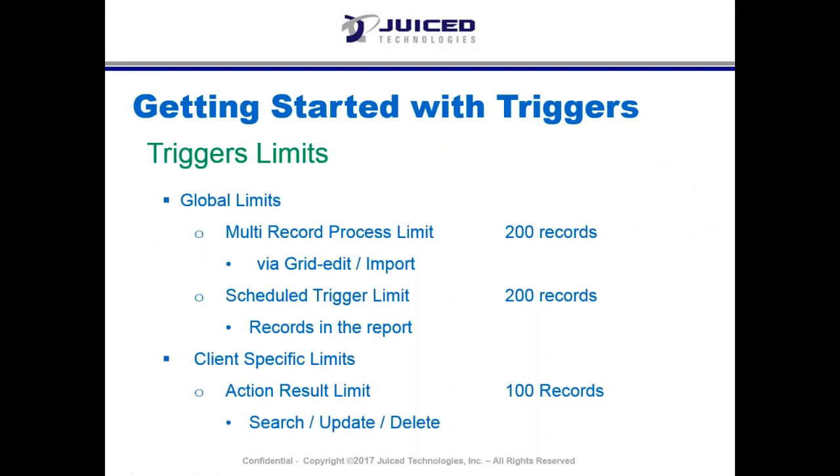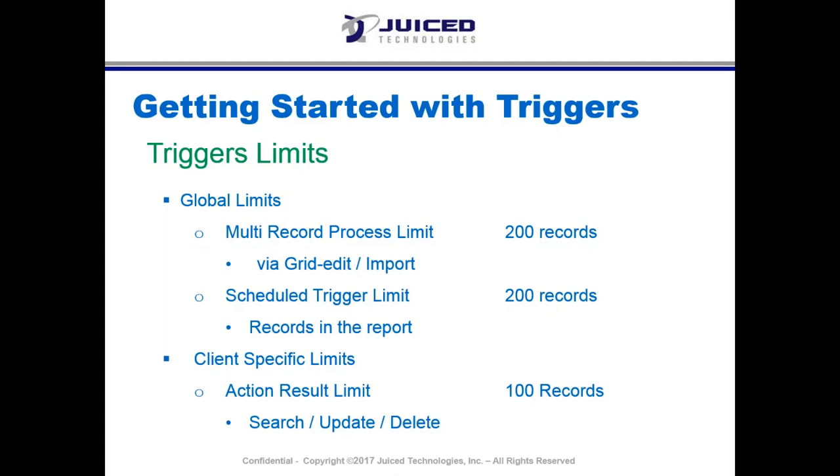One thing I just wanted to point out is, again, I mentioned some limits before. We have some global limits. We didn't go through multi-record processing. Just for the sake of time, I didn't go through that, but I'll probably hit that in the next webinar. But you can only process 200 records at a time. That's really just to try to keep control over the updates that are going on and so on. So the global limits such as multi-record processing mean that if you do a grid edit or if you do an import, the trigger can fire multiple times from that type of transaction. And our scheduled trigger limit, again, is 200 records.